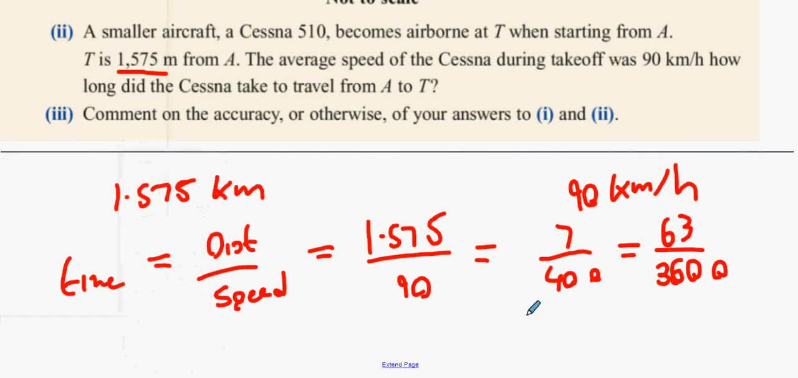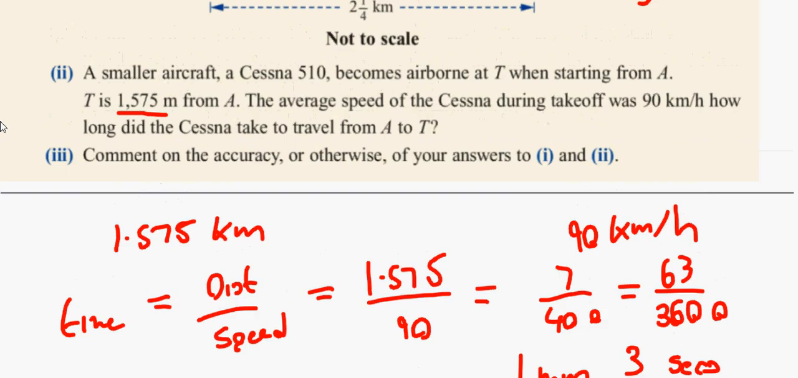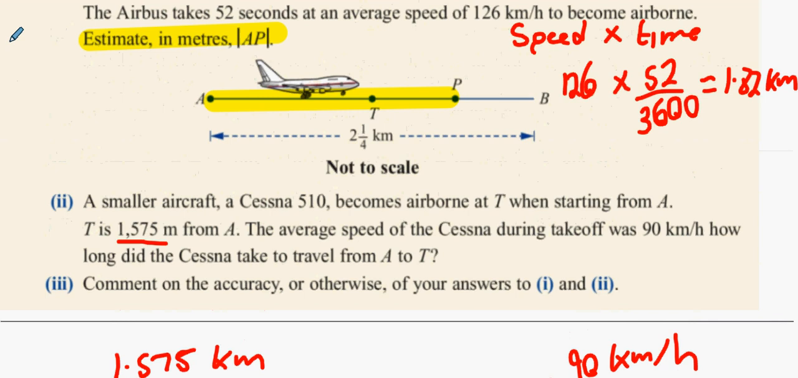Alright, guys. How many people got that one out? Difficult. Good man. Now, comment on the accuracy or otherwise of your answers in 1 and 2. Those answers were pretty accurate. None of the answers need to be rounded off, did they? Because we used fractions, right? So we didn't round off anything, so the answers are really accurate.